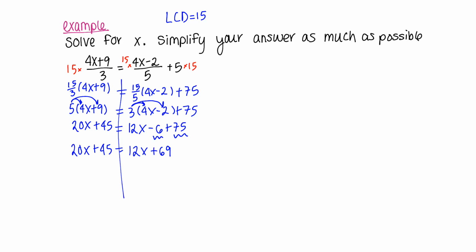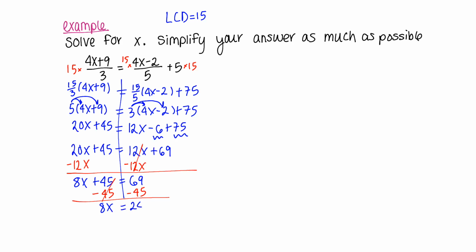Now to get all the x's on one side, I'm going to subtract 12x. From here it's not so bad, right? The 12x's on the right are going to cancel. 20x minus 12x is 8x plus 45 equal to 69. Minus 45 on both sides to get the 8x by itself completely. 69 minus 45 is going to be 24. Divide both sides by 8. That will cancel out that 8 there. 24 divided by 8 is 3, so you have x is equal to 3 as your answer.